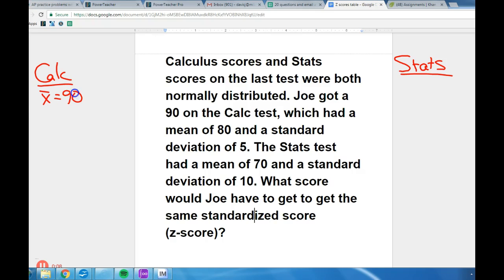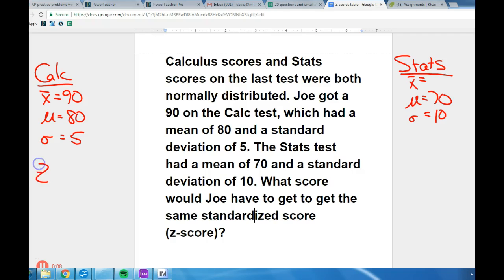Joe got 90 on the calc test, which had a mean of 80 and a standard deviation of 5. The stats test had a mean of 70, a standard deviation of 10, and I don't know my X bar. The same standardized score means the same Z-score. So I'm going to find the Z-score over here, then set the Z-score equal to that information and find an X bar. I'm just trying to match them up.